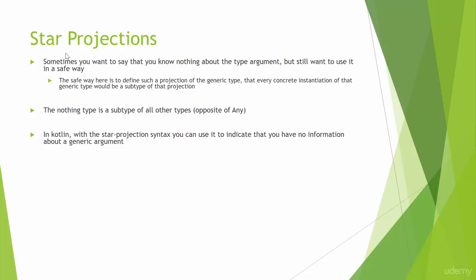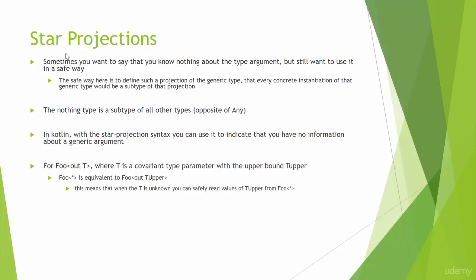So with the star projection syntax, you can use it to indicate that you have no information about a generic argument. So if you have Foo<out T>, where T is a covariant type parameter with the upper bound TUpper, Foo<*> is equivalent to Foo<out TUpper>. So this means that when T is unknown, you can safely read values of TUpper from Foo. You have that safe typing and you're still using a constraint.